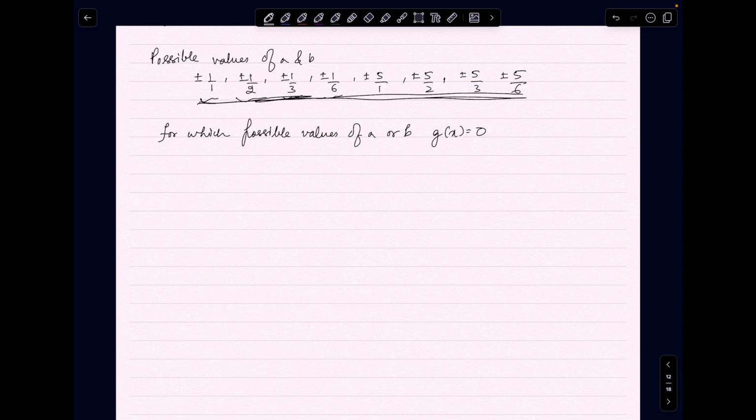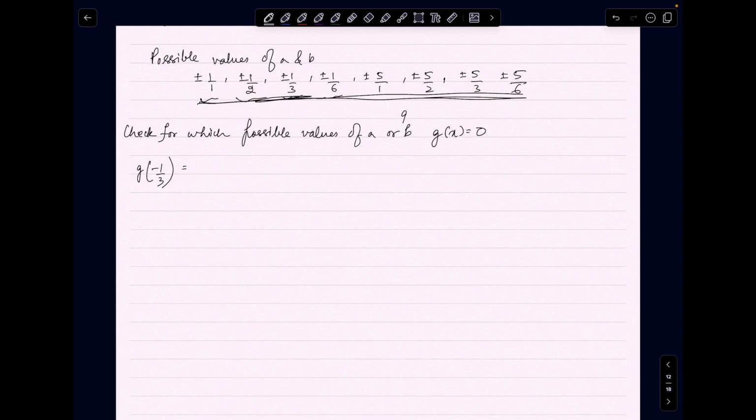Got my point? I have to check for which possible values of a and b, g of x equals 0. For 16 numbers I am not going to do each one, I am going to directly write the answer. So the first one is g of minus 1 by 3. What is g of minus 1 by 3?